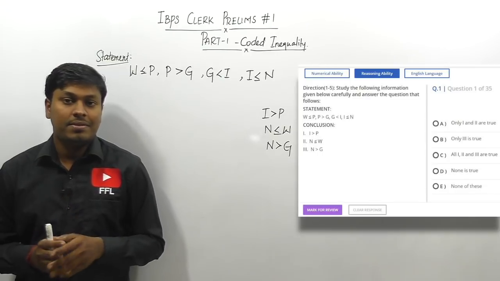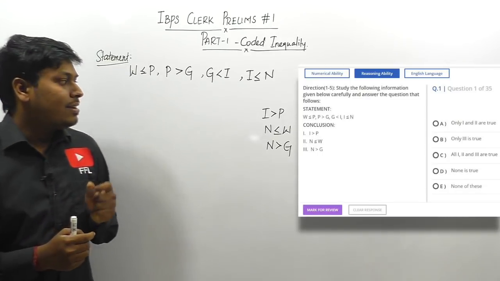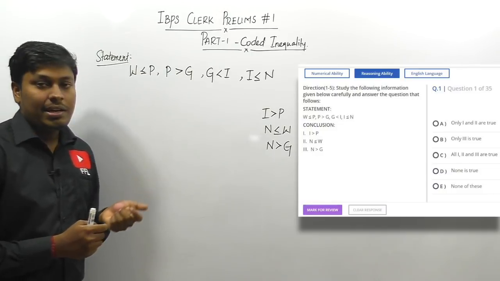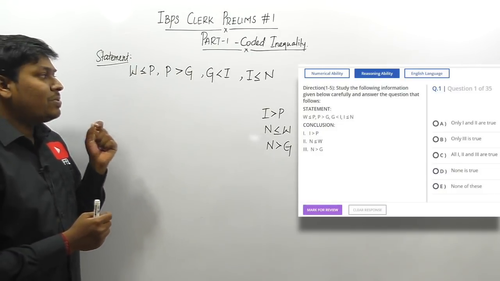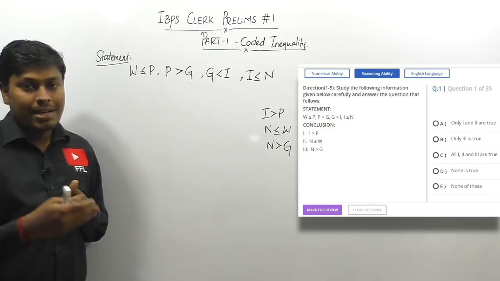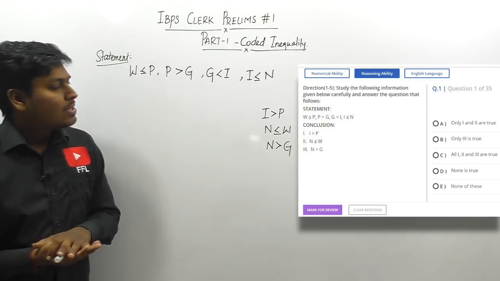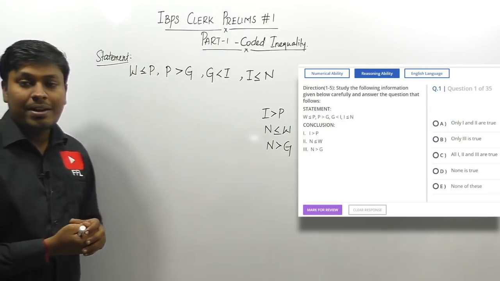Let me start this video with the reasoning section. I think initially in reasoning, the first 5 questions are coded inequality, the 6th to 10th questions are syllogism, and the remaining will be arrangement, direction, blood relation, like that. So first of all, let me solve these 5 coded inequality questions.